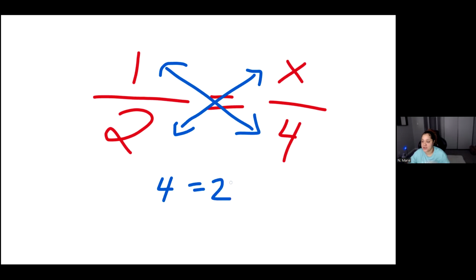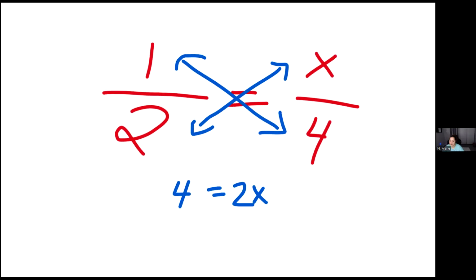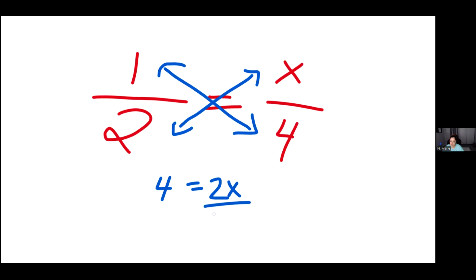And so 4 times 1 is 4, 2 times X is 2X. And so then this is a one-step equation, and we already know how to solve one-step equations. So what do we do here? Well, we divide both sides by 2 to get X by itself. And so X is 2, which is what we just had. Super simple.